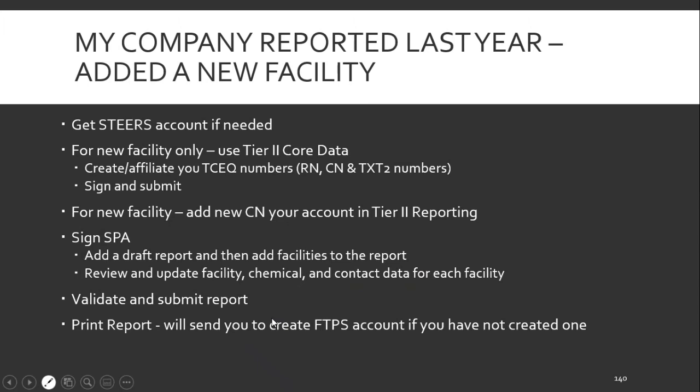There's also the situation where your company reported last year, but you have new facilities. So you'll access your STEERS account. If you have the new facility, you'll need to use the Tier 2 core data application to make that affiliation prior to you being able to add it to your new annual report. And then you will validate and submit the filled out Tier 2 report once you filled in all the relevant information, and then you'll print and send off that report to the LEPC and local fire station.